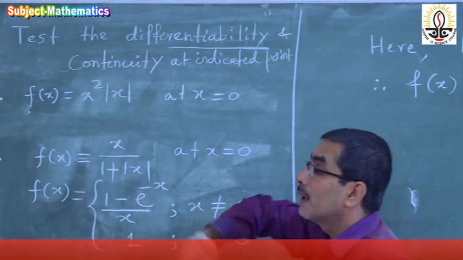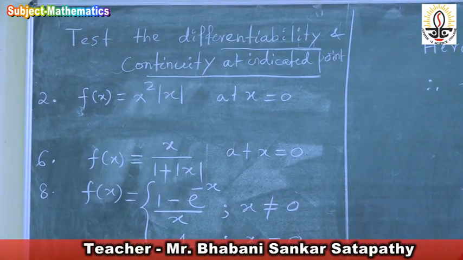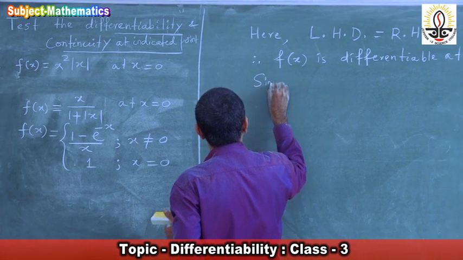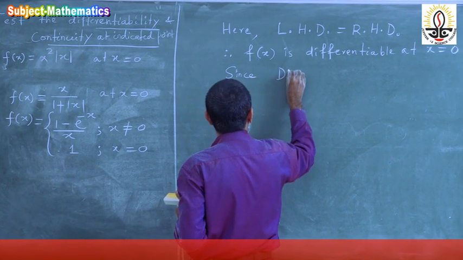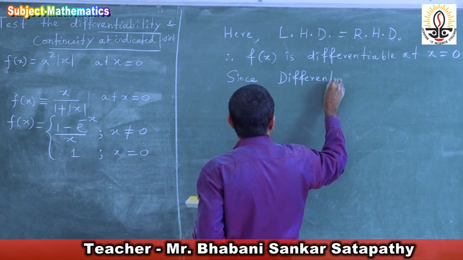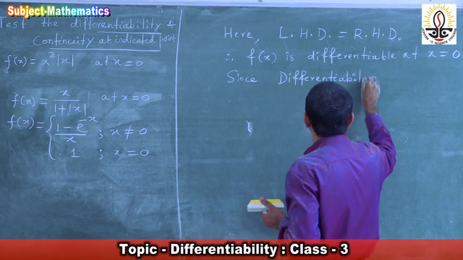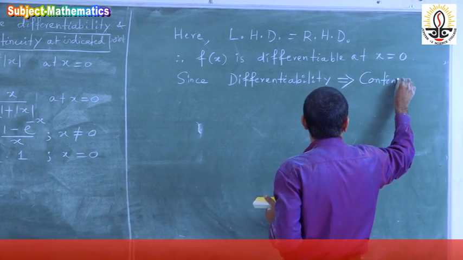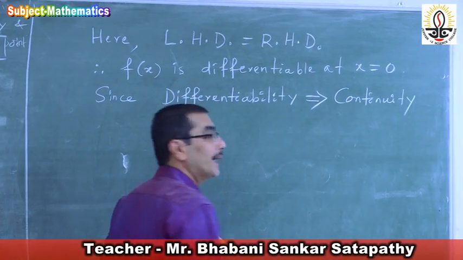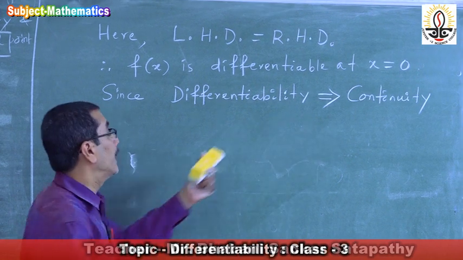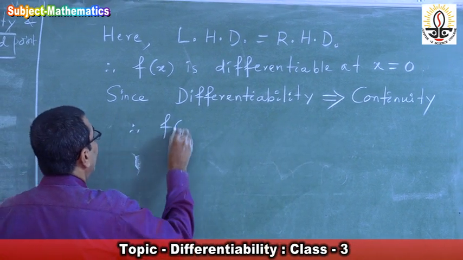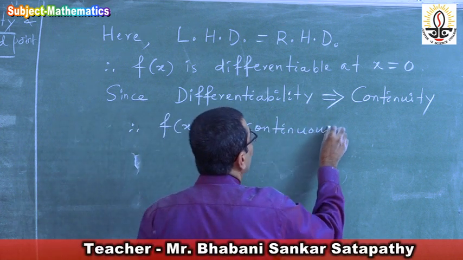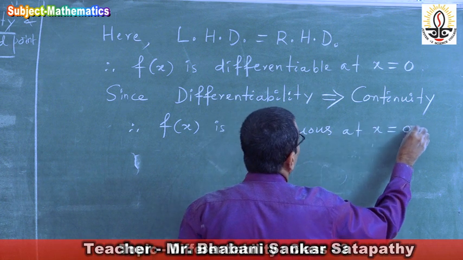Differentiability check is done. Now continuity check. So we need not check for continuity. Why? Because I have told you, since this is very important, since differentiability implies continuity, this line is very important. Since differentiability implies continuity, therefore f of x is continuous at x is equal to 0.